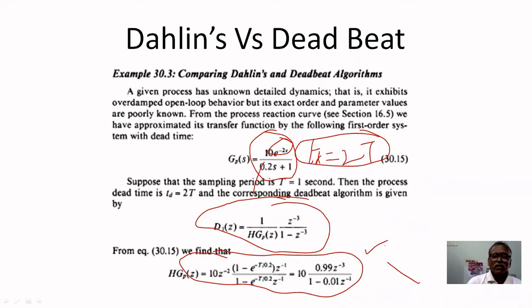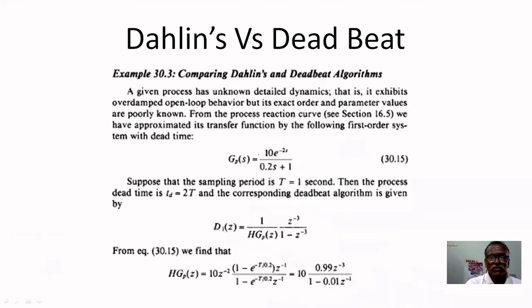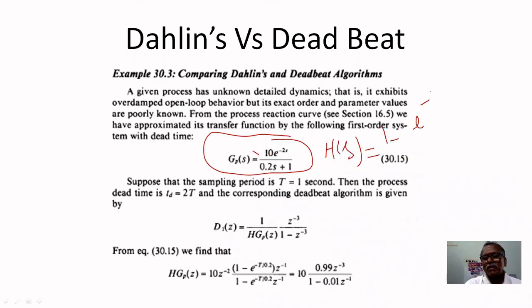We know how to find GP of z from the given GP of s. Multiply this by H of s, where H of s equals (1 minus e power minus Ts) upon s. With this, find HGP of z, then find 1 by HGP of z. The dead time is two sampling periods.